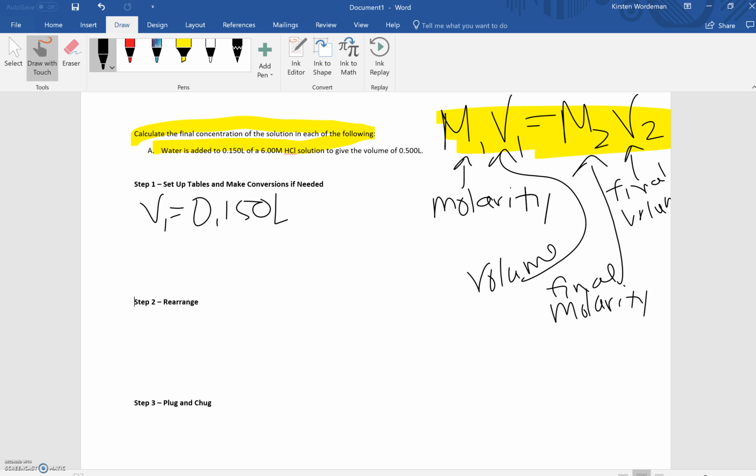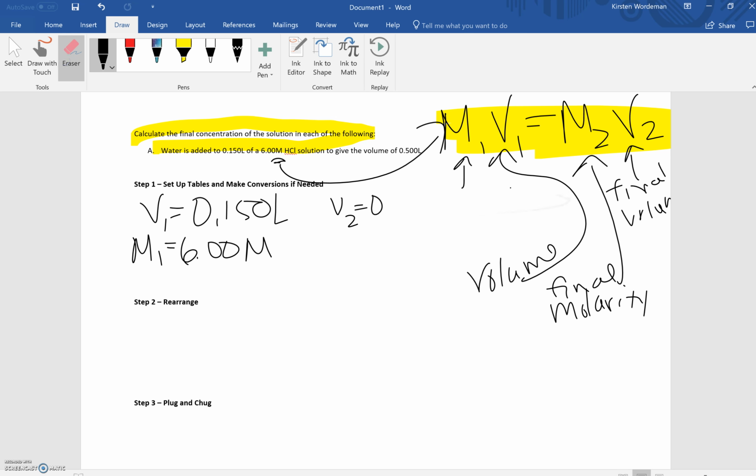And then you say of a 6 molar hydrochloric acid solution. That should be telling you right away it matches an M that we have in our equation, so that's going to be our M1. And it says to give a volume of 0.5 liters. So that must be our second volume that we've run into. I'm just going to make a little bit more space, so I'm going to erase a little bit. So that'd be 0.500 liters.